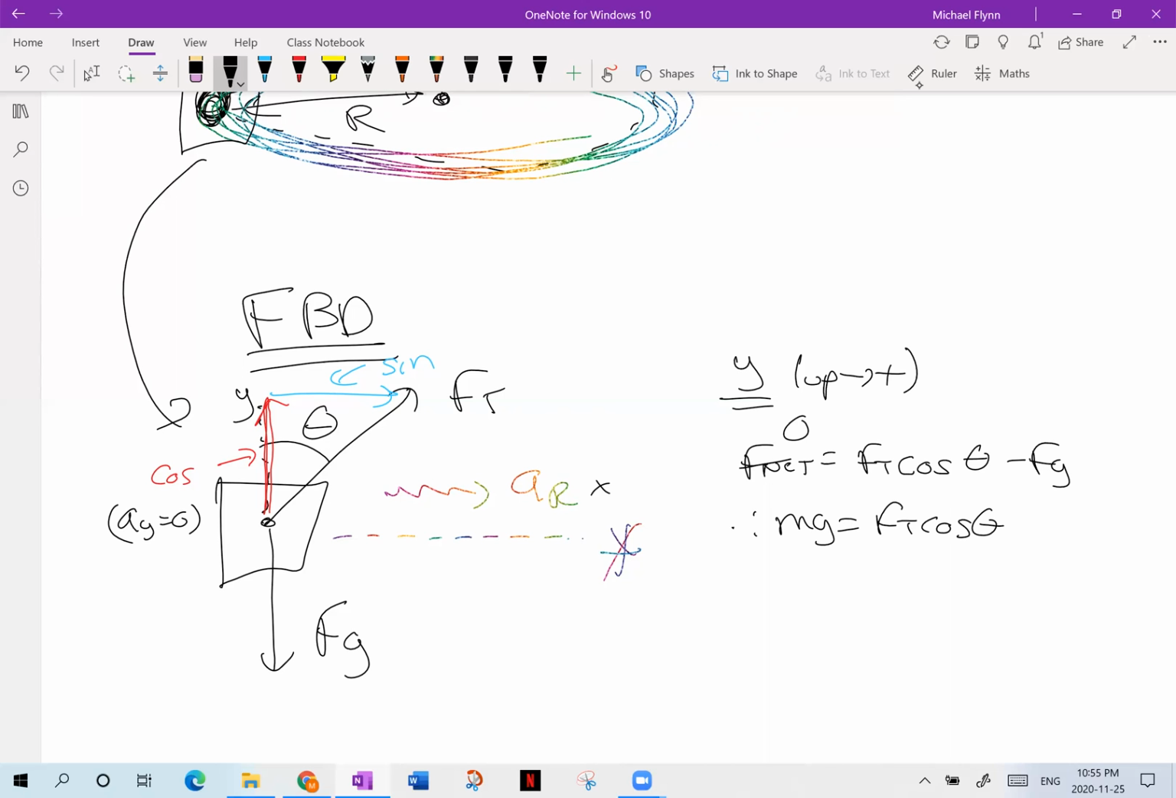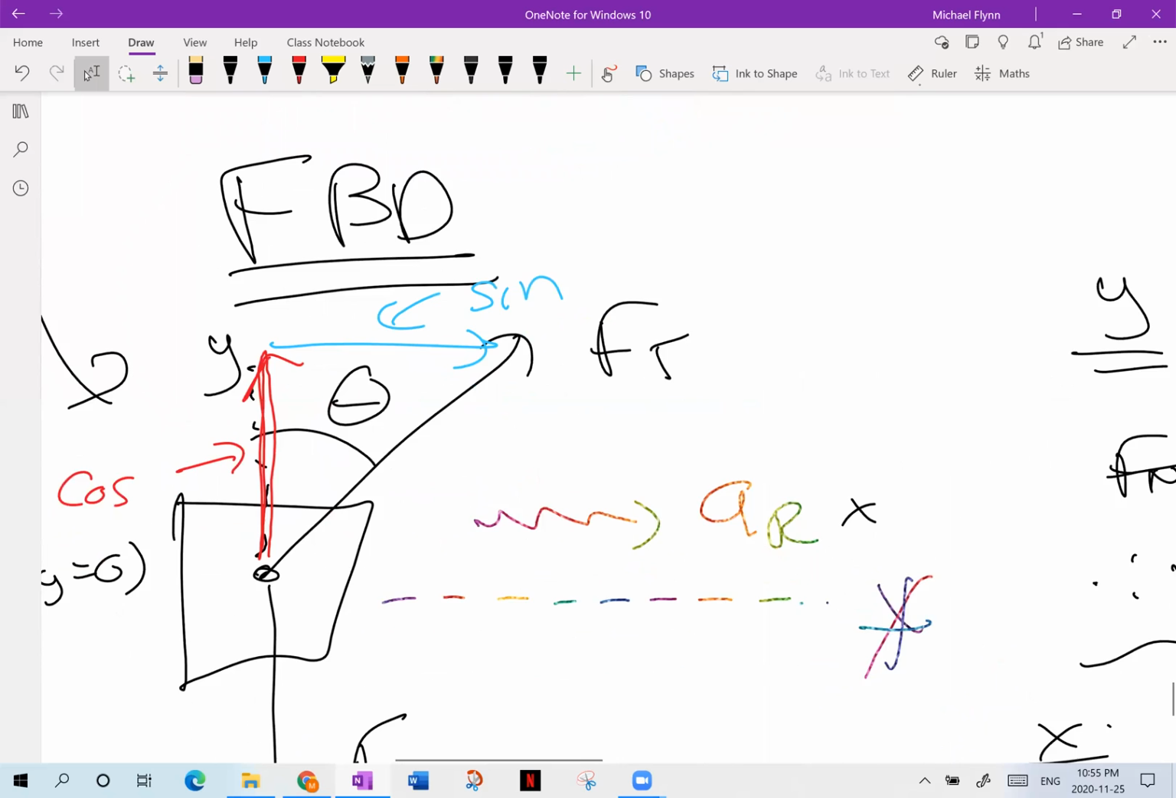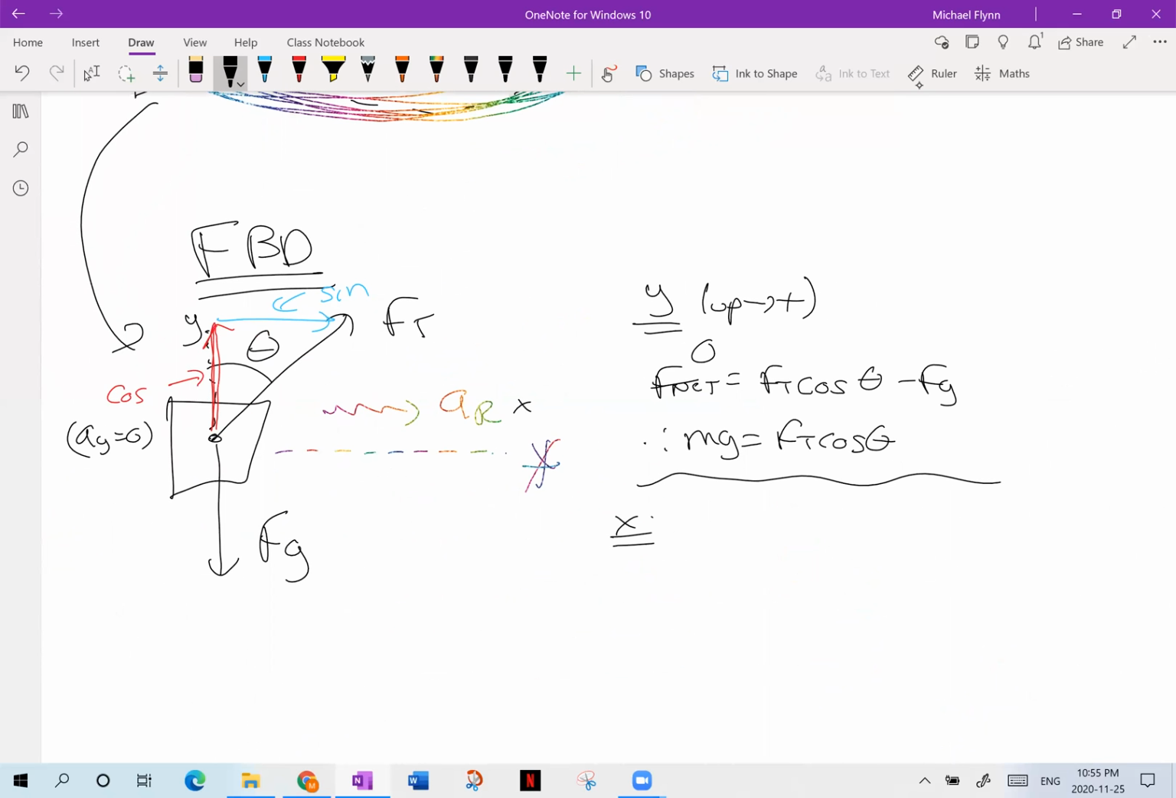And now let's look at the x component. So let's separate that out. Here there's only one vector in the x direction, and it's the blue vector here that goes with sine. So therefore, I'm going to write m aR equals FT sine of theta.